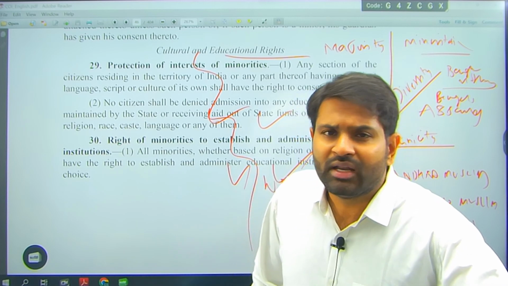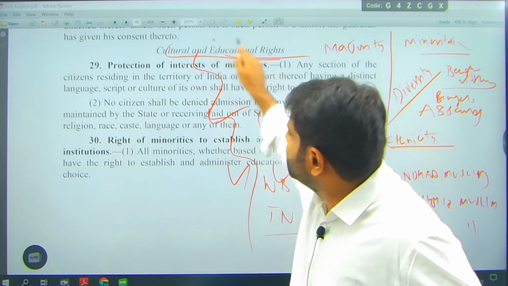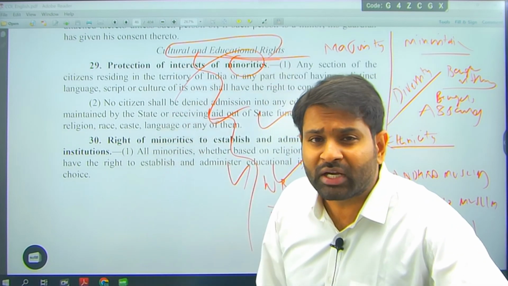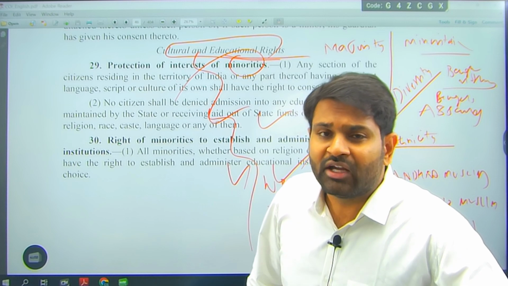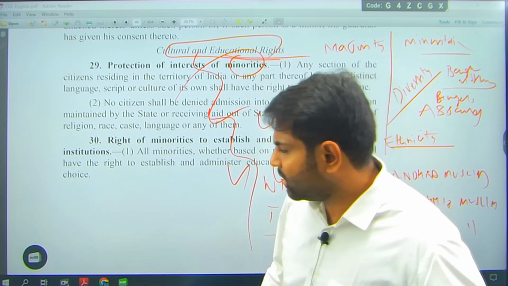Right to religion, cultural and educational rights for minorities. For protecting them, Ambedkar had articles 29 and 30. Very important articles.